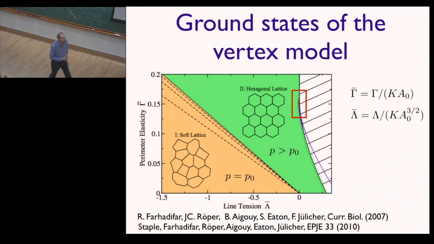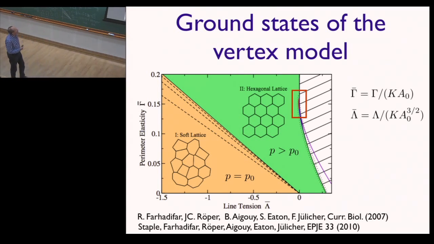Now, the final thing I want to discuss about this phase diagram is we can now ask, have we maybe missed states that have even lower energy than the ones I've described, where I have a more complex arrangement of unequal polygons? Yes?